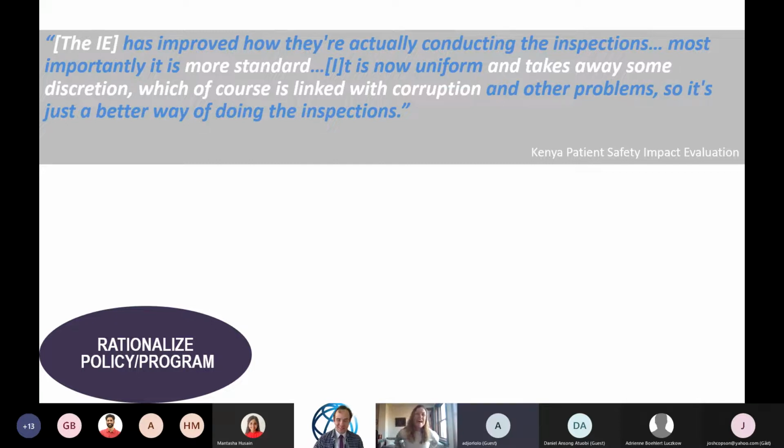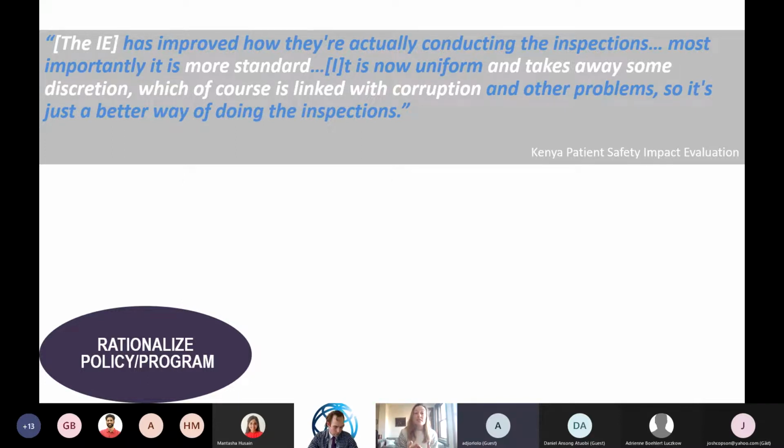Great. Okay. So for example, this is a completely different project, but in Kenya we asked this to the counterpart, the Ministry of Health in that case, and what they said was the impact evaluation improved how they're actually conducting inspections. So this is inspections of health facilities. Most importantly, it is standardized.